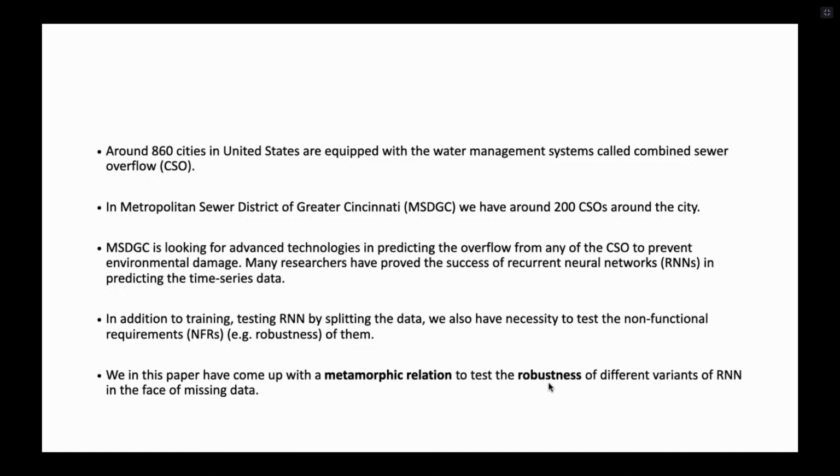We know that many researchers have already shown that recurrent neural networks are one of the best neural networks for prediction, especially when we have time series data. So we have used this RNN to train and predict the overflows of the MSDGC data. There is a lot at stake if the RNN mispredicts an overflow label. So we have to test non-functional requirements such as robustness along with the functional requirements. In this paper, we have come up with a metamorphic relation to test the robustness of different variants of RNNs in the face of missing data.